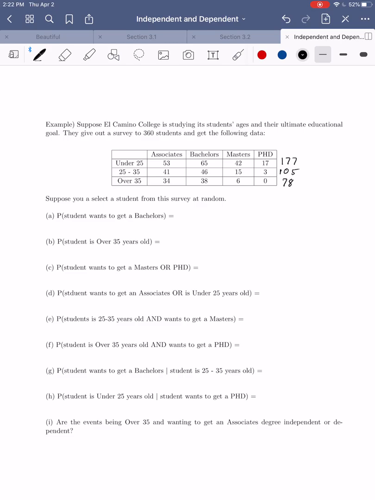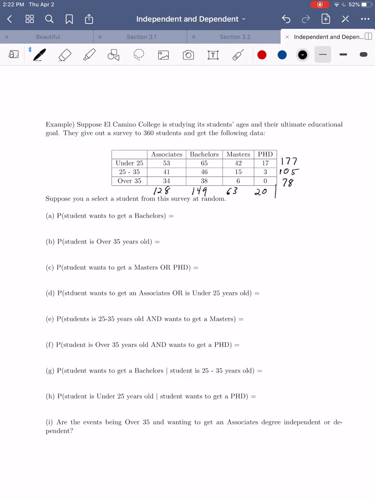In terms of column totals, we've got 53, 41, and 34. So that's going to be 128. So 128 students had associate's or wanted to get an associate's degree. 65, 46, and 38: 149 students had the goal of getting a bachelor's. 42, 15, and 6: 63 students wanted to get a master's. 17, 3, and 0 is going to be 20 students who wanted to get a PhD.